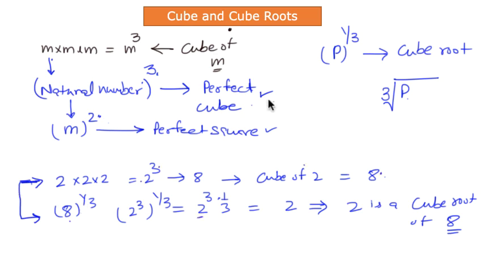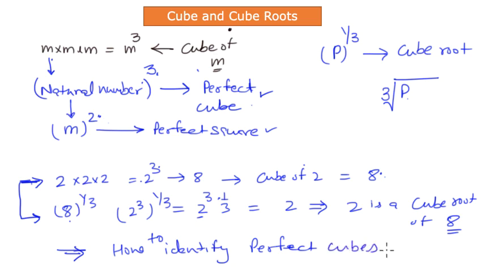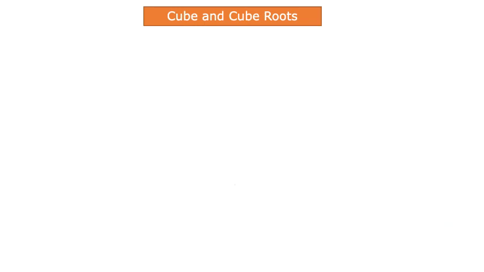Given this knowledge of cube and cube root, the next question, the same question that we had for perfect squares, is: when you are given a number, how do you identify whether it is a perfect cube or not? So the task is how to identify perfect cubes. We'll discuss that in the next few minutes. My first example is the number 1000. I want to find out if 1000 is a perfect cube or not.